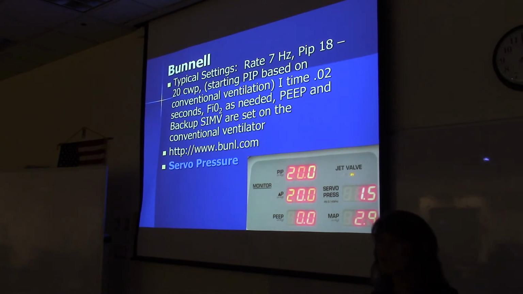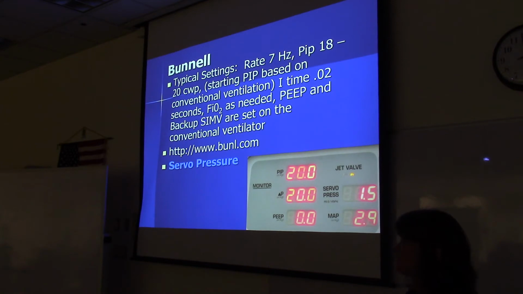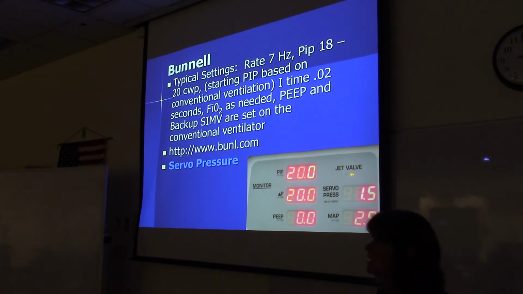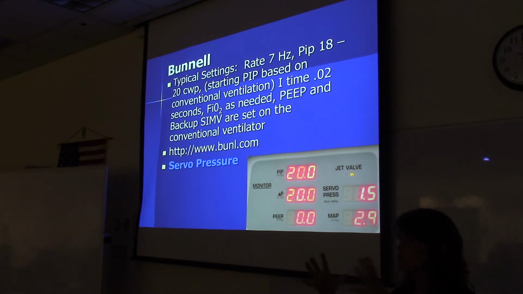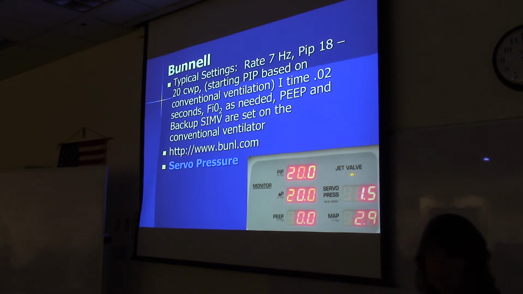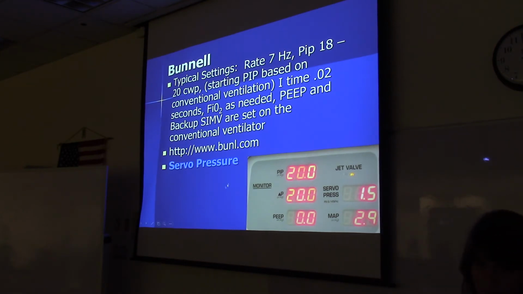So it's thought to just prevent atelectasis from happening. If once in a while you give a bigger tidal volume, instead of little tiny jet vent breaths, then you're going to prevent atelectasis from occurring. All right, and then I want to tell you about servo pressure.